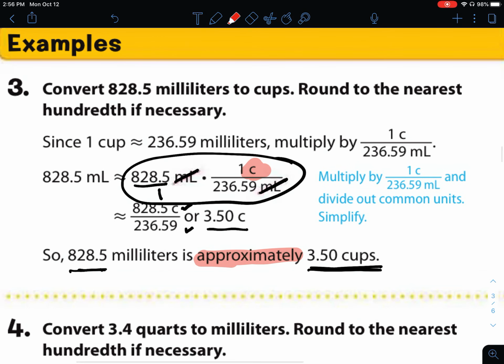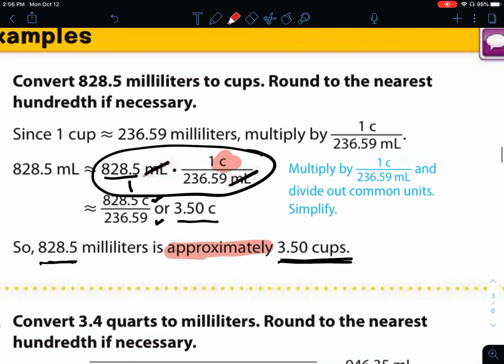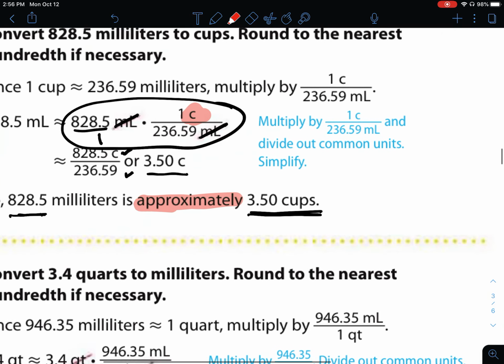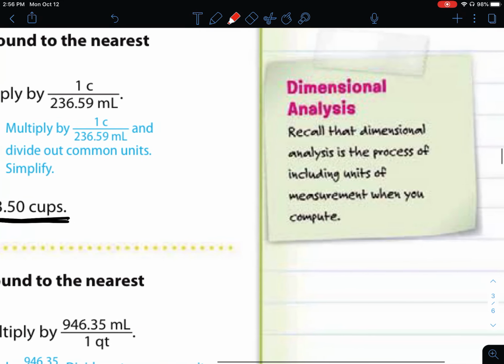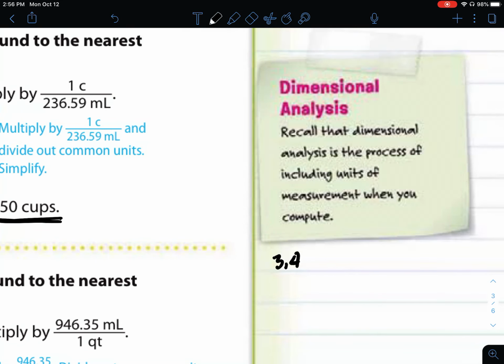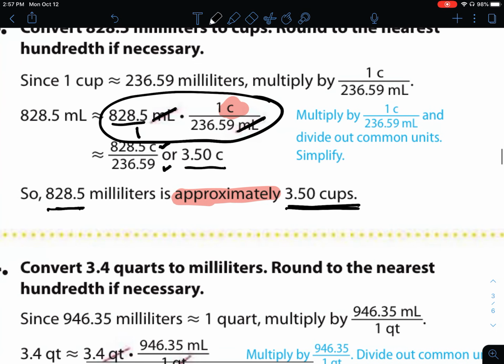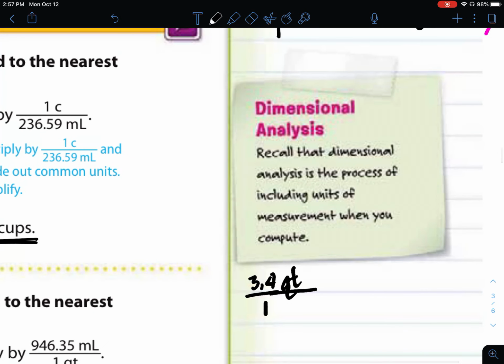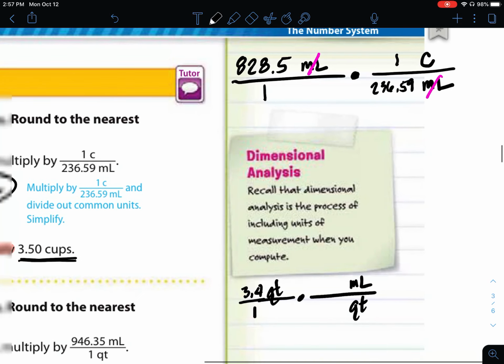Look at example number 4. Convert 3.4 quarts to milliliters. Again, round to the nearest hundredth. So again, the first step that we need to write down is 3.4 quarts over 1. That's the first thing you need to do. So you want to convert that to milliliters. So we are getting a conversion factor where quarts should be in the denominator, so it should be canceled, and milliliters should be on top.